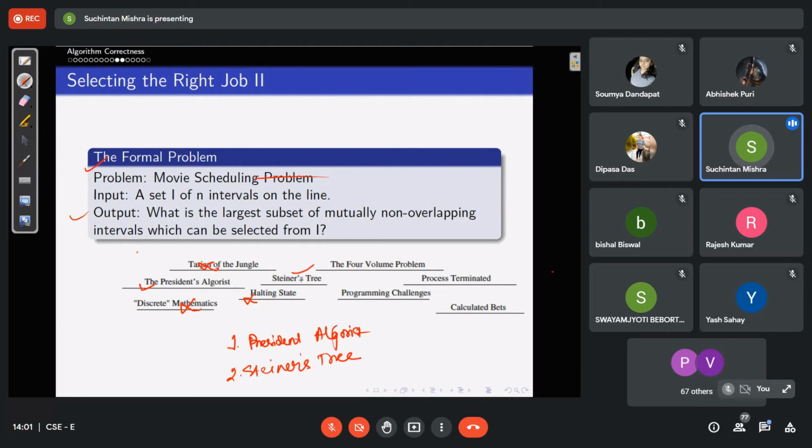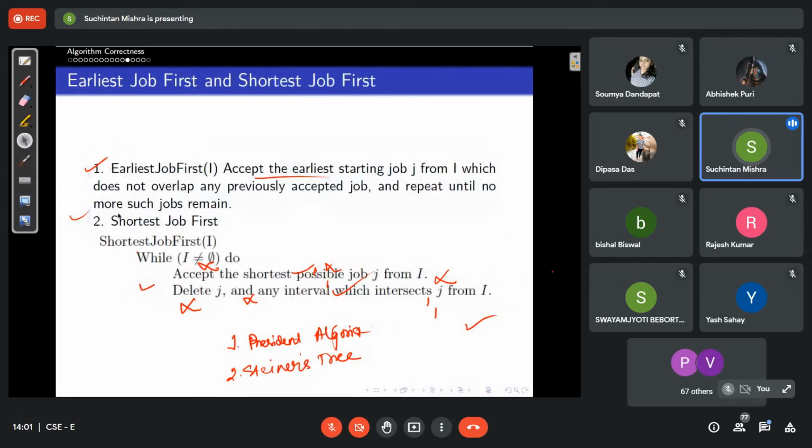Once he selects this, this has already been rejected. But he will also reject this. Why? Because these two are overlapping. And if he rejects this, then he is only left with three more movies. Earliest starting. He will start the earliest movie. He will reject this movie. And then if you see these two are non-overlapping. So after he completes this, he can take this also. So this is the concept of earliest job first.